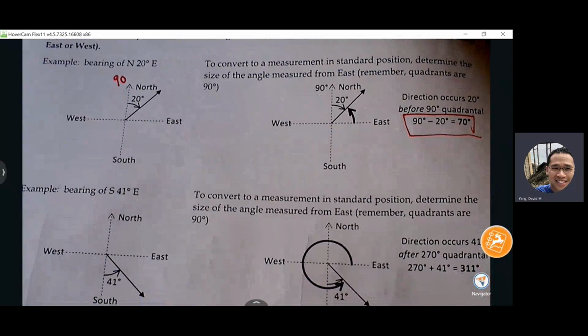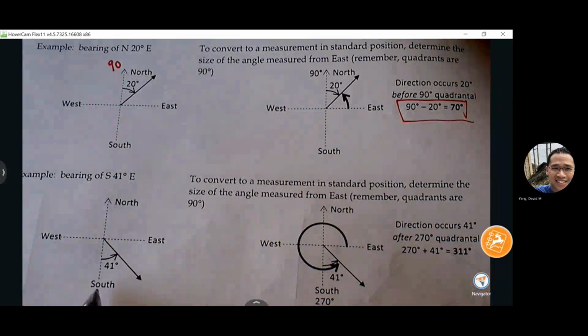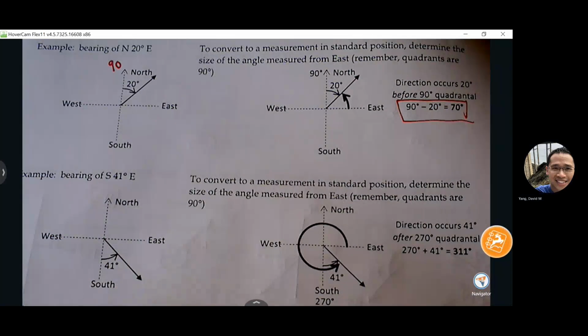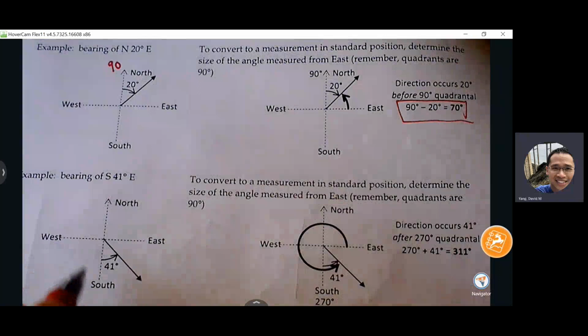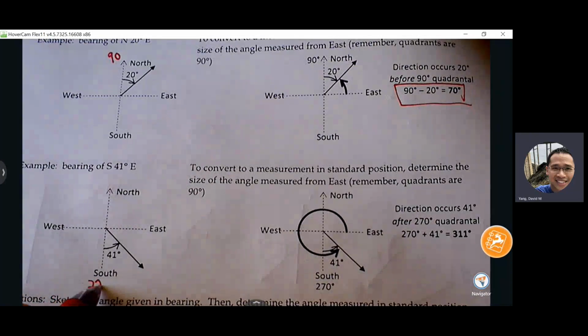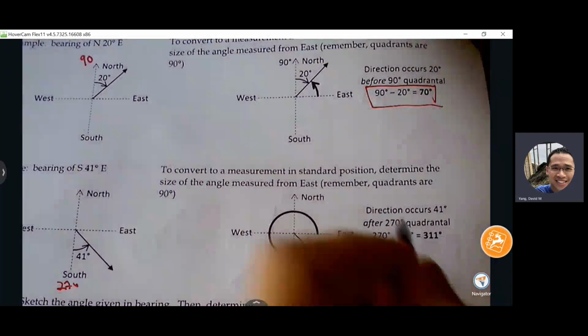Okay, next up, bearing of south 41 degrees east. That means we're starting south, and then we're moving towards the east 41 degrees. From a standard position standpoint, normally I would just call this 270, right? 270 plus 41 will get me to 311.